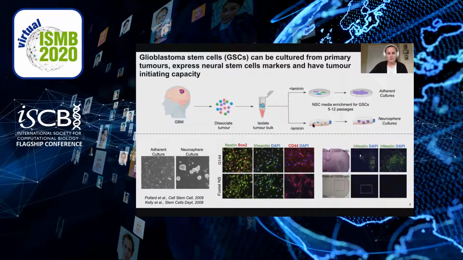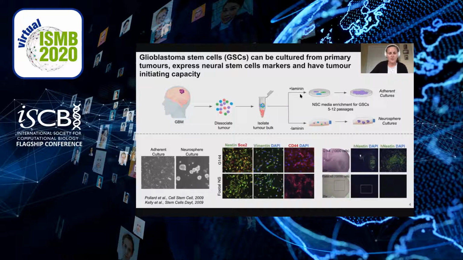So glioblastoma stem cells can be cultured directly from primary tumors. On the top here, I have a schematic of this culturing process that we do in collaboration with Peter Dirks' lab at the SickKids Hospital here in Toronto, as well as Sam Weiss at the University of Calgary. So first we get a fresh biopsy from a patient tumor, which is then dissociated into a single cell suspension. We then do our best to isolate the tumor bulk using density separation protocols, and then we essentially plate this enrichment of tumor cells in one of two ways.